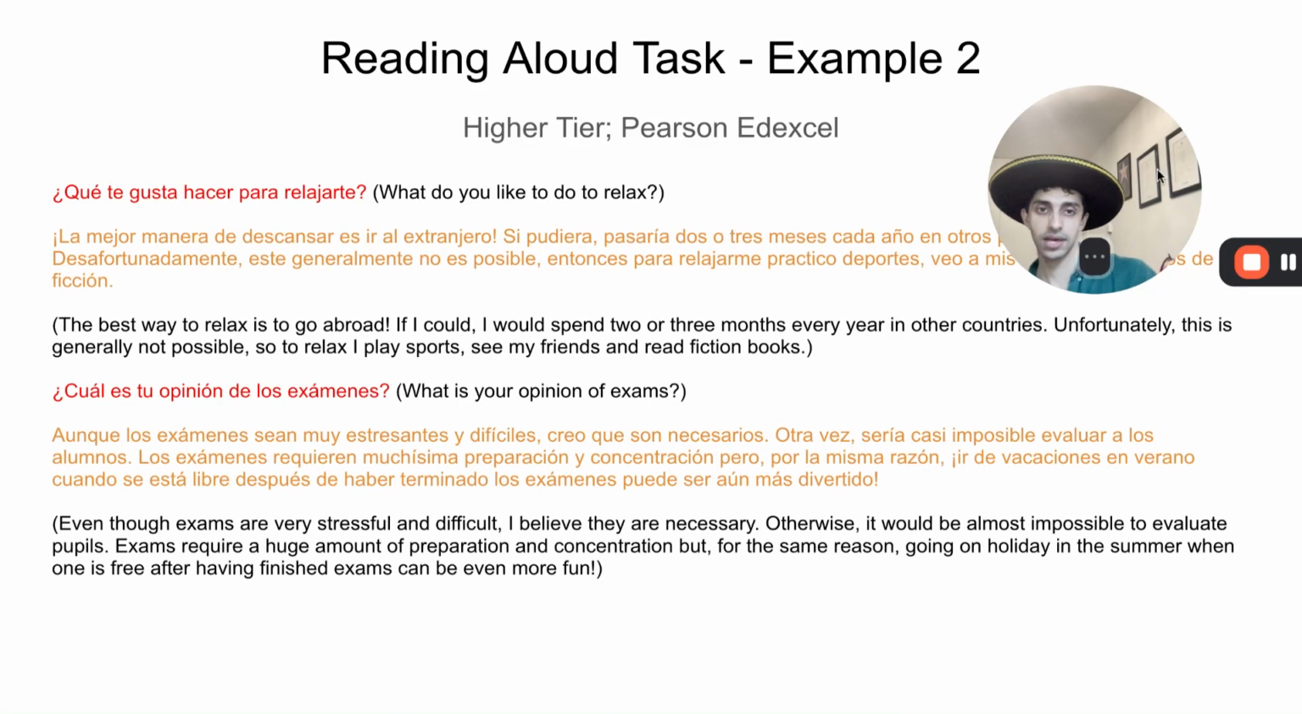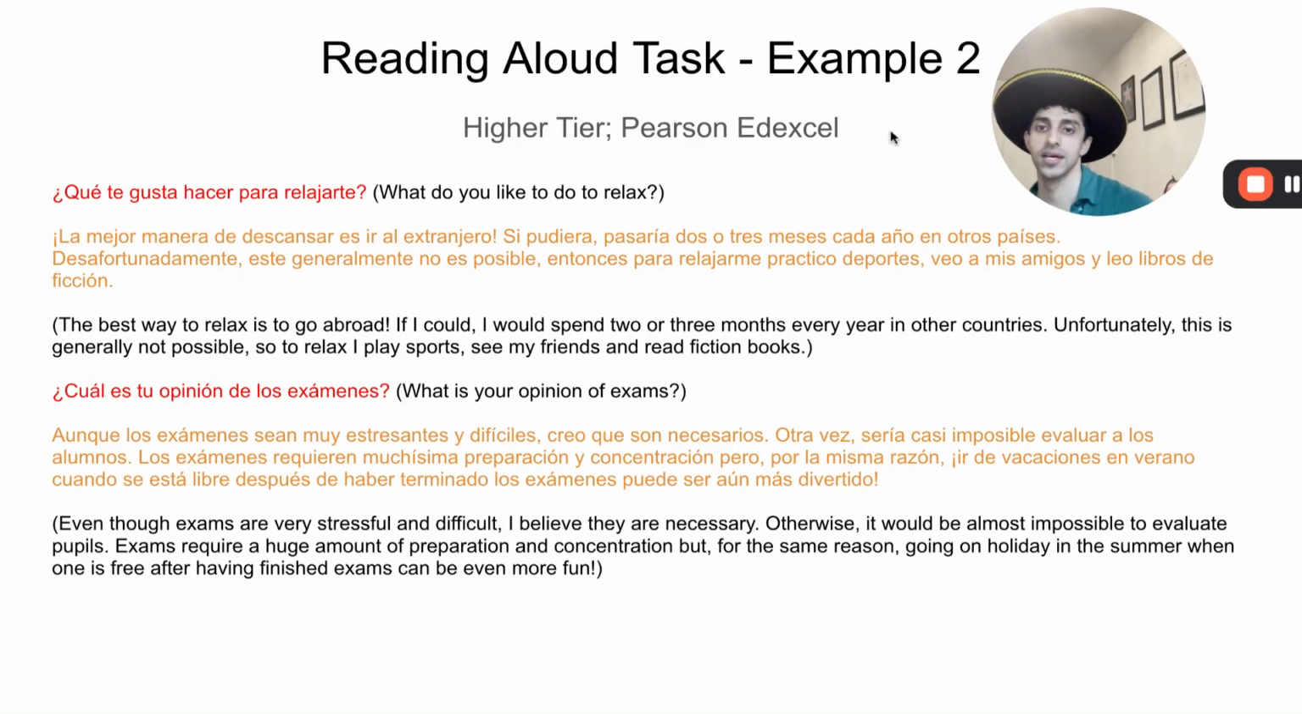And as promised, here are the follow-up questions, along with some example or model answers. So for Pearson Edexcel GCSE, there'd only be 2 follow-up questions, as stated. And the questions are given in red here, which are ¿Qué te gusta hacer para relajarte? What do you like to do to relax? And ¿Cuál es tu opinión de los exámenes? What's your opinion of exams? And I've given my model answers for each of them just below each question. The model answers are in orange, and then I've provided translations for everything in brackets in English too. So I'll let you read through this and just draw your attention to some features in my answers as well.